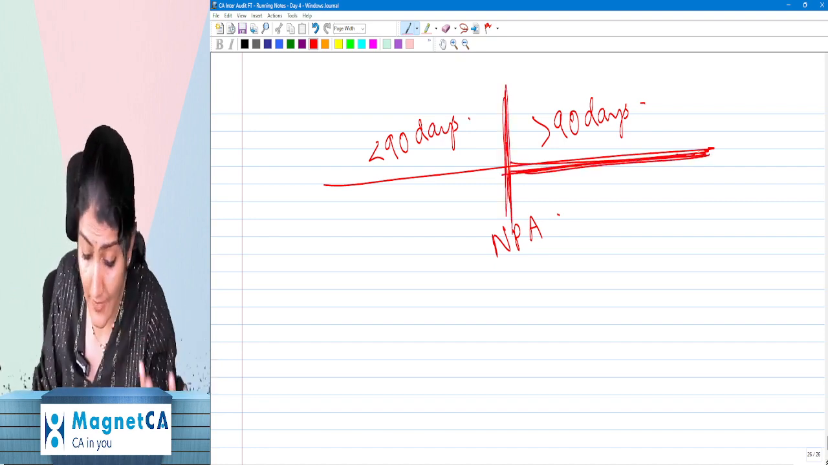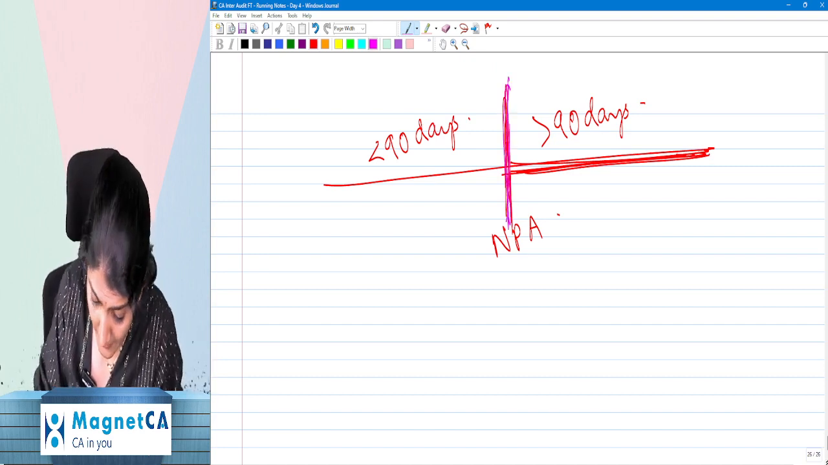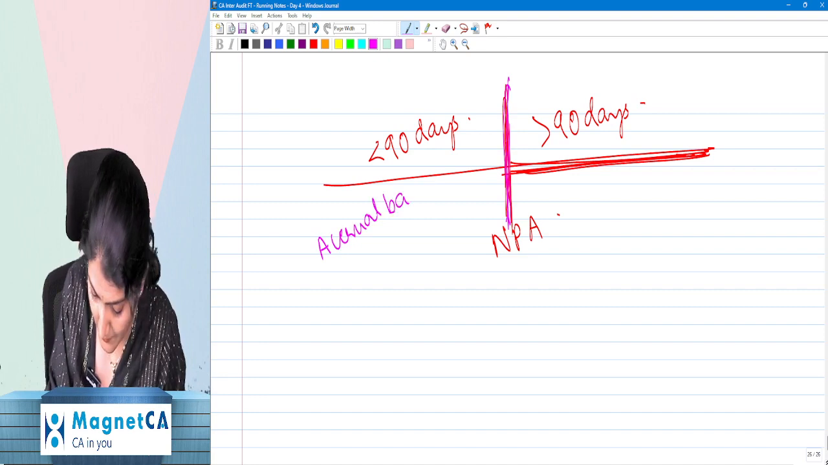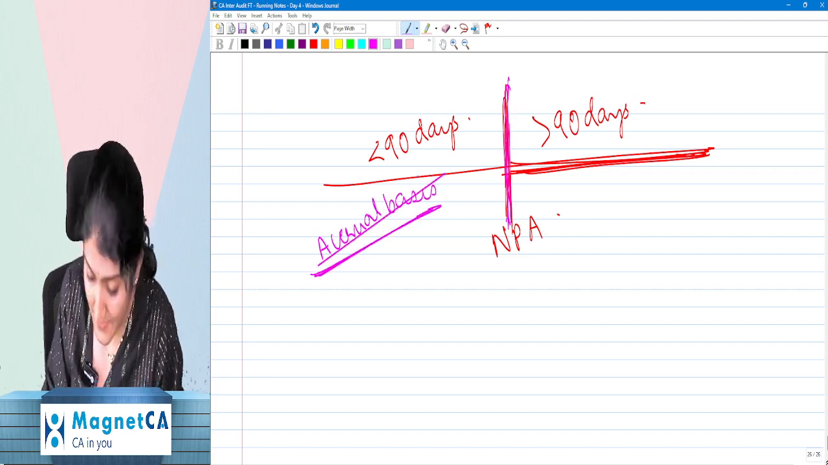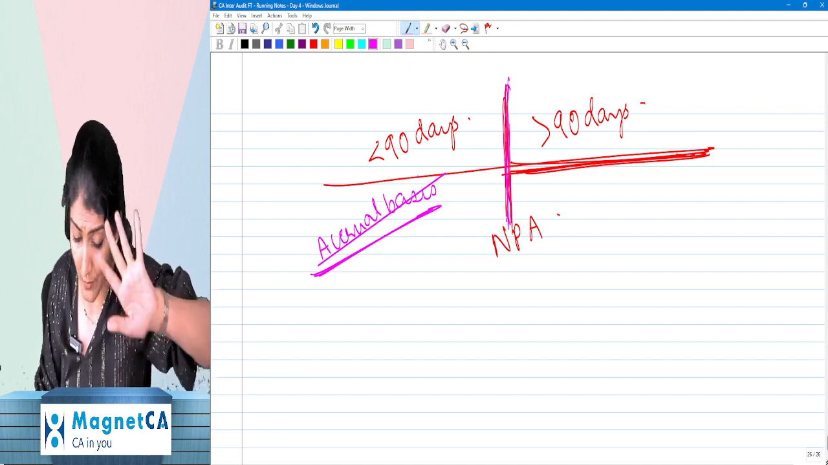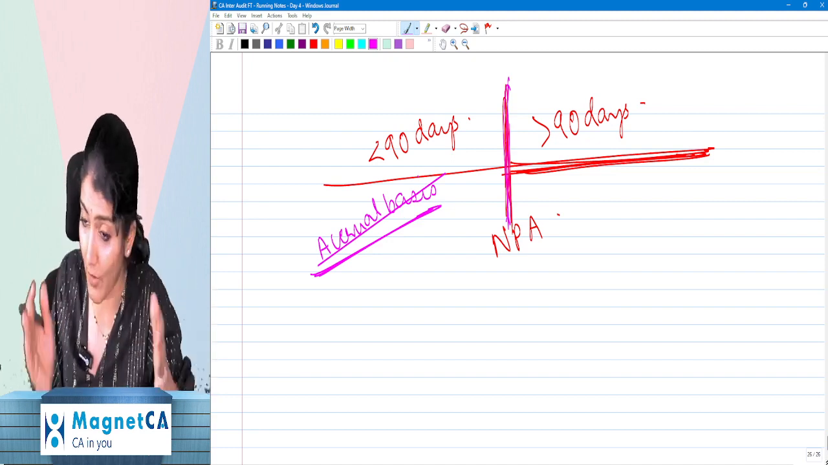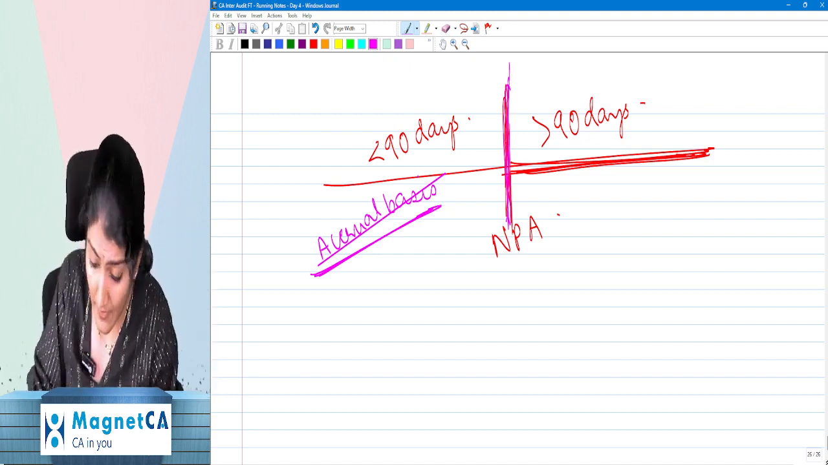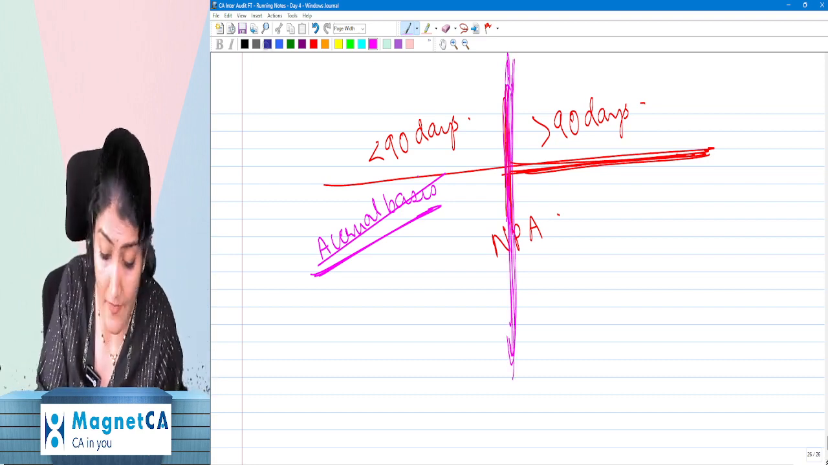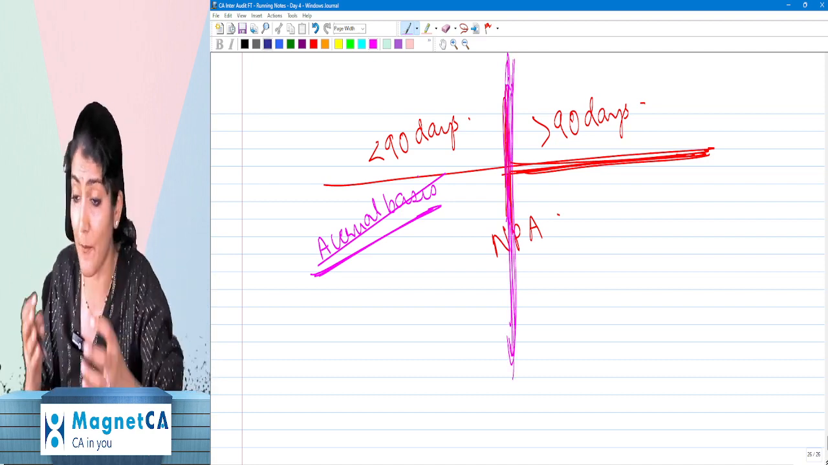So till the time it did not become an NPA, you would have continued to recognize the income on the accrual basis, because it was your standard asset, special mention account, but standard only. So you continue to recognize the income on the accrual basis. But the date on which your asset becomes an NPA, that is the D date. That is the important date.